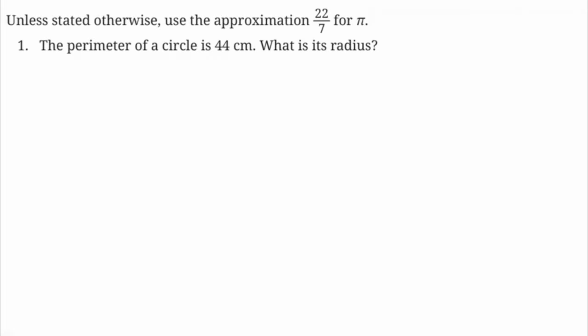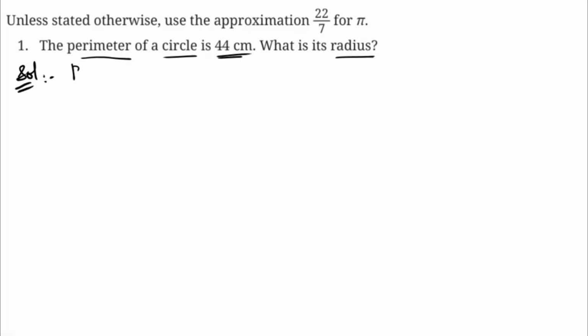First problem, the perimeter of a circle is 44 centimeter. What is its radius? So they have given the perimeter of a circle. We need to find out the radius. So we already know that perimeter is nothing but the circumference.